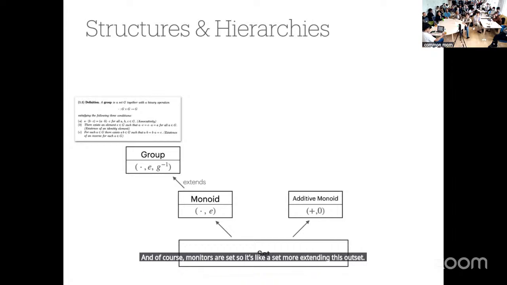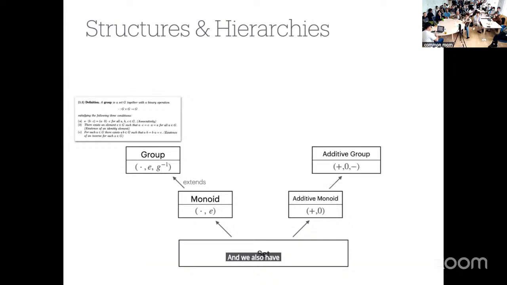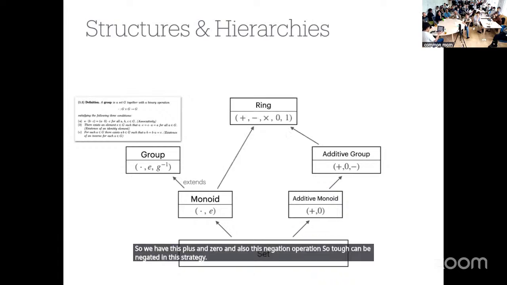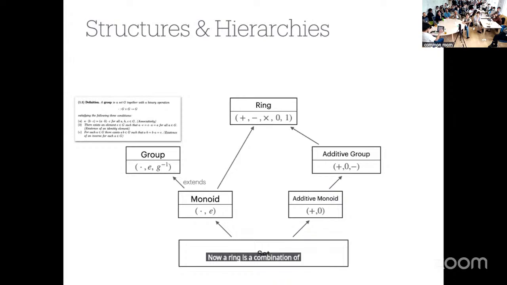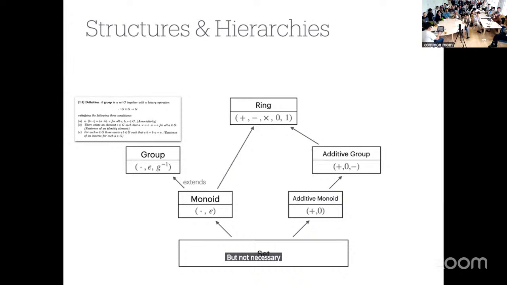We also have the additive version of these operations. We have addition, plus, and the additive identity element 0. And we also have the additive group, which we sometimes call an Abelian group. We have plus and 0 and also a negation operation. So plus can be negated in this additive group. Now, a ring is a combination of a monoid and an additive group. So we have addition, negation, multiplication, 0 and 1, but there is not necessarily a multiplicative inverse in this structure.